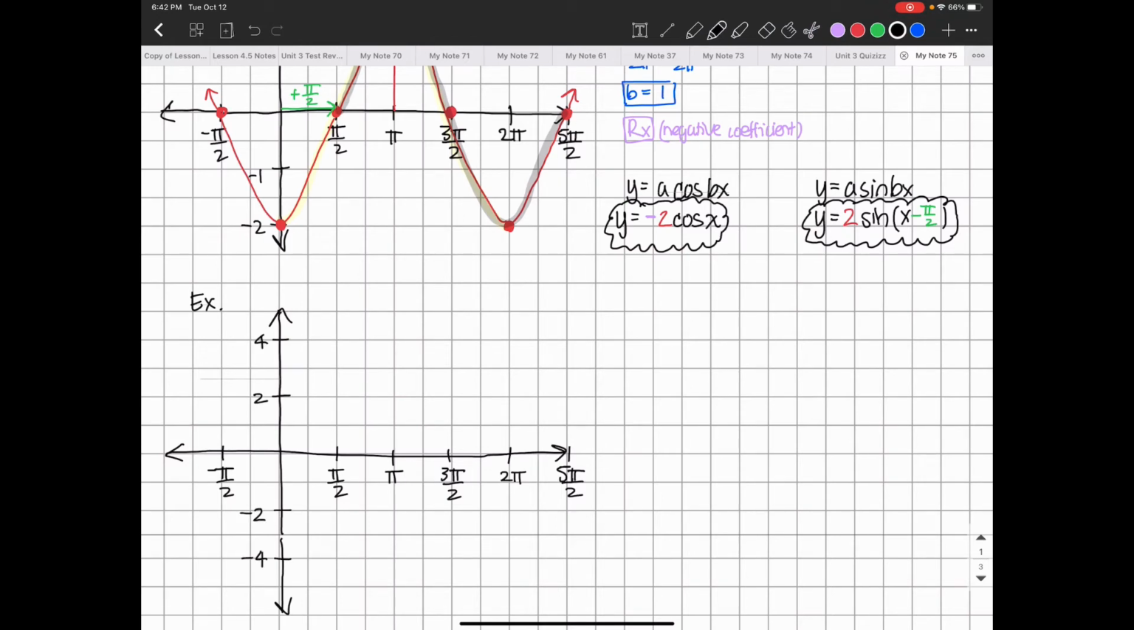then I'm going to plot some points. I have a point at 0 and 1.5. I have a point at pi over 2 and 4. I have a point at pi and 1.5. I have a point at 3 pi over 2 and negative 1. I have a point at 2 pi and 1.5, and 5 pi over 2 and 4. And then at negative pi over 2, I'm at negative 1. And then I'm just going to connect these.